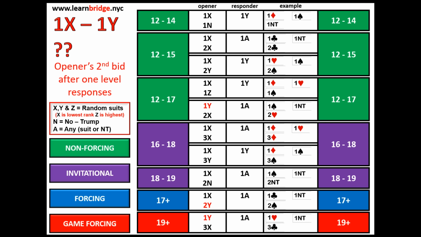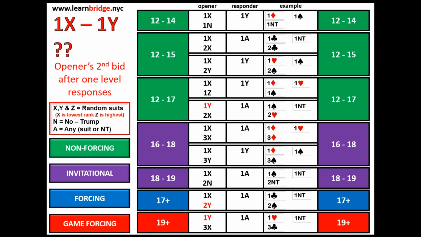But essentially, this is titled 1x, 1y, and then a question mark, which means we have opened one of a suit. Our partner has responded one of a suit. What do we do next, and what do these bids show?